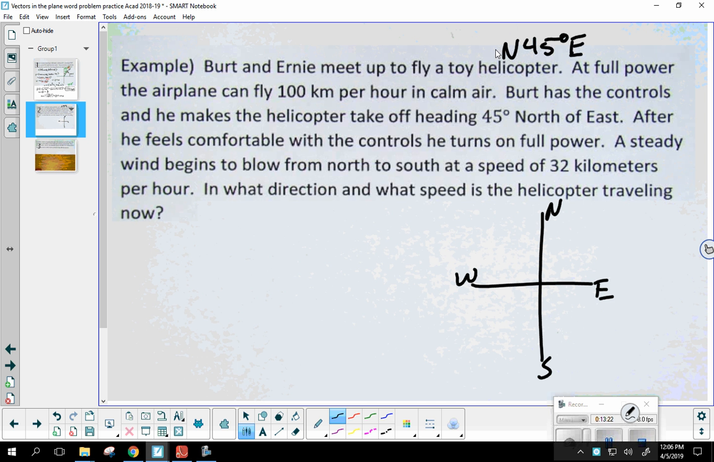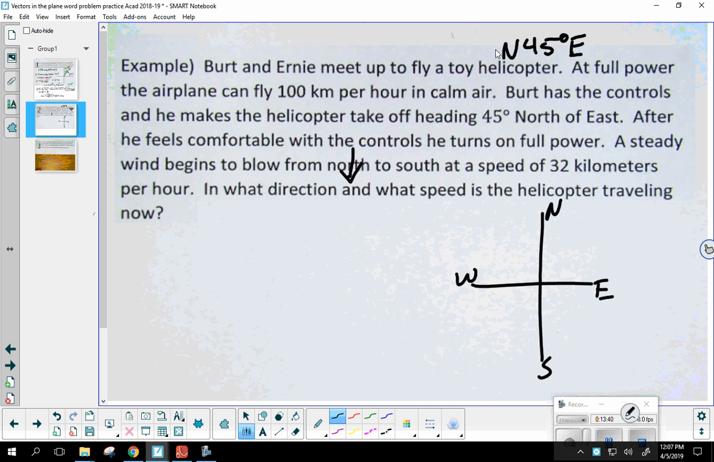After he feels comfortable with the controls, he turns on full power. A steady wind begins to blow from north to south. Okay, so again, from north to south, so the wind is actually blowing south, right? At a speed of 32 kilometers per hour. In what direction and what speed is the helicopter traveling now?